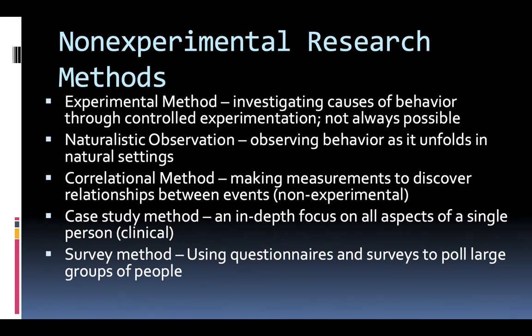So there are other non-experimental research methods that we can do because we can't always do a true experiment. As you can imagine, we can't always put people into different groups. We can't always give people medications, especially if they really need treatment or it's something that may be harmful to them. So experimental methods are the gold standard for investigating behavior or changes in people's behavior through controlled experimentation, but it's not always possible.